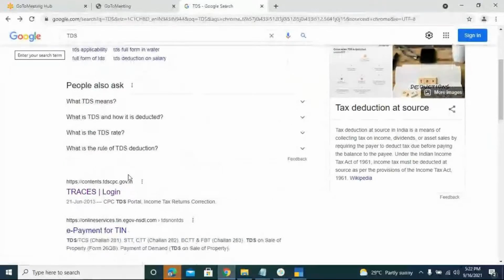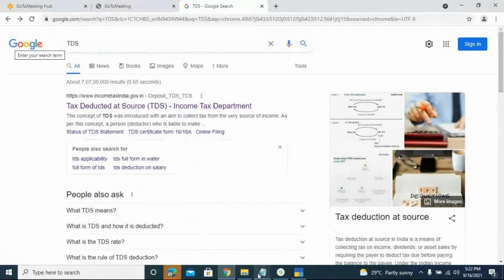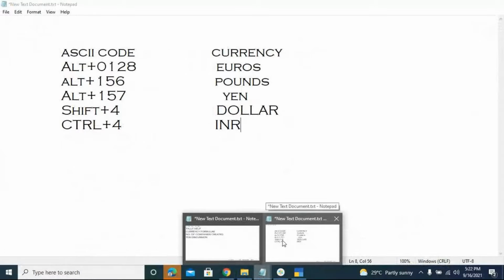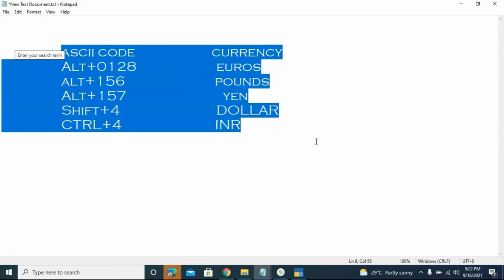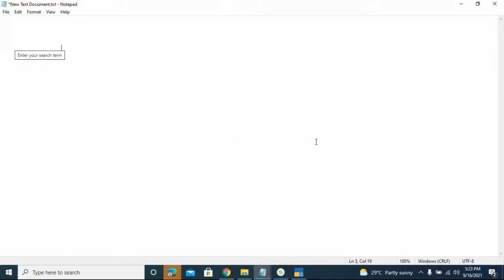Now, one thing of course we need to know in the TDS. Okay, so ASCII code of course I would have made the discussion here. Now, we have a concept of PAN, yeah? So what does PAN stand for? Permanent account number. Now we have PAN.